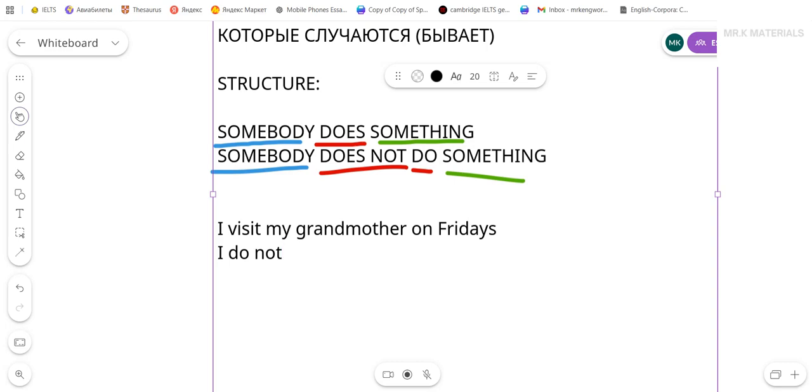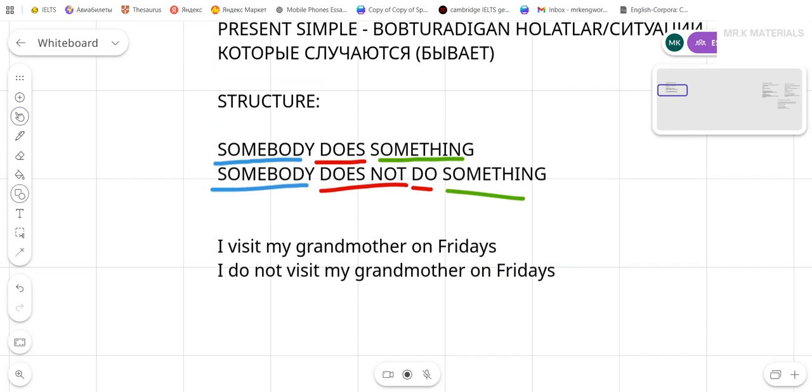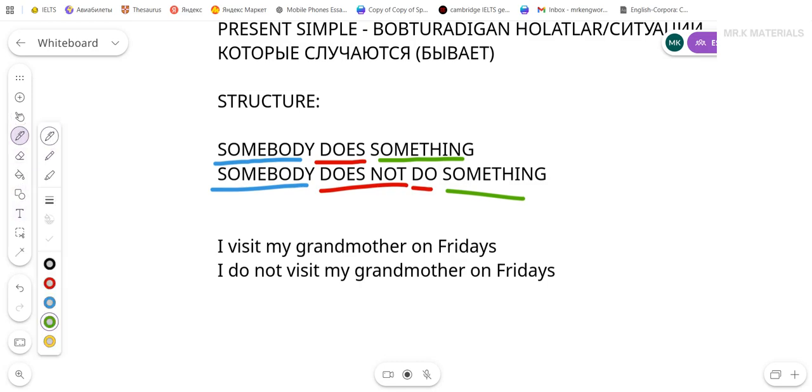We're gonna break it down. I do not visit my grandmother on Fridays. Okay, the basic meaning here would be, in Uzbek, "I go to visit on Fridays," something that happens regularly. In Russian: on Fridays I visit my grandmother. Well, it happens, I visit. So this is how it works here, fellas.